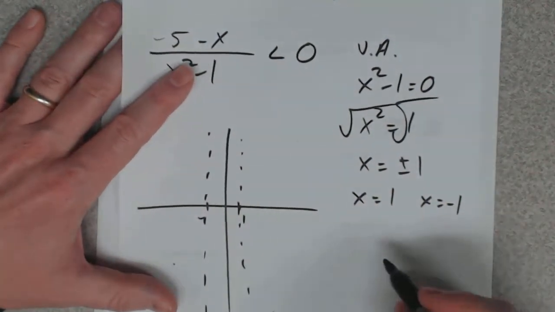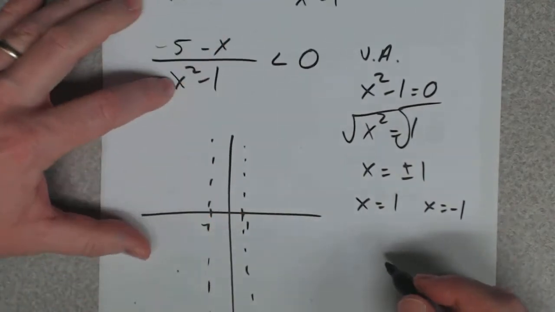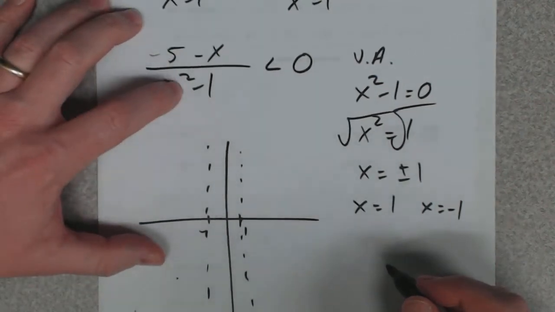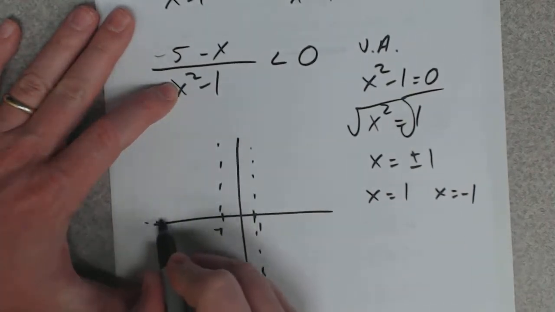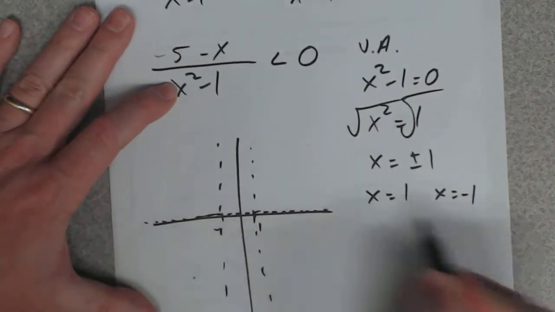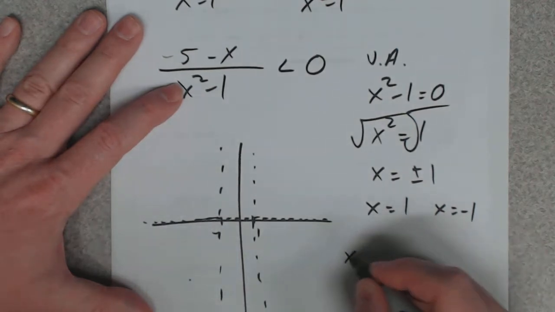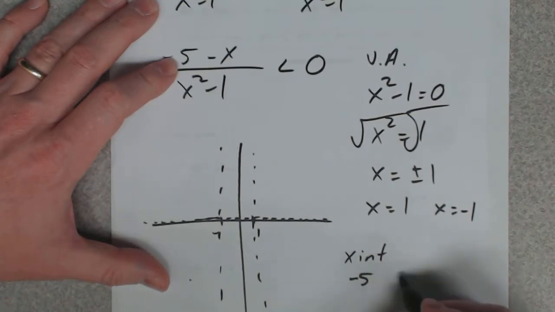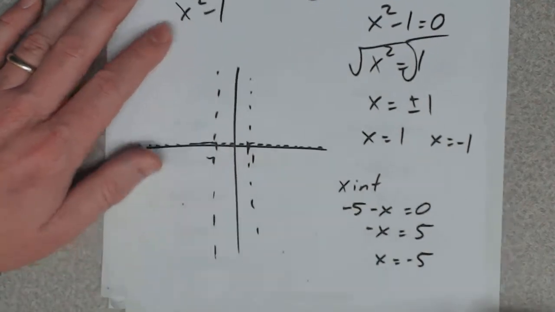All right. Horizontal asymptote. Degree of the top is bigger than the bottom. I'm sorry. Degree of the bottom of 2 is bigger than the degree of the top 1. So I got a bigger bottom. So that's y equals 0. All right. What's left? X-intercept. Well, I take my numerator, set it equal to 0. Make it -5. -5.